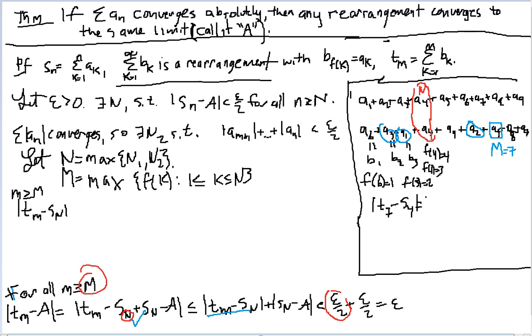Boy, that was an abrupt ending on part 2, huh? Sorry about that. So what I'm doing is I'm trying to show you how picking this m is going to actually give me that T_m minus S_n is less than epsilon over 2.